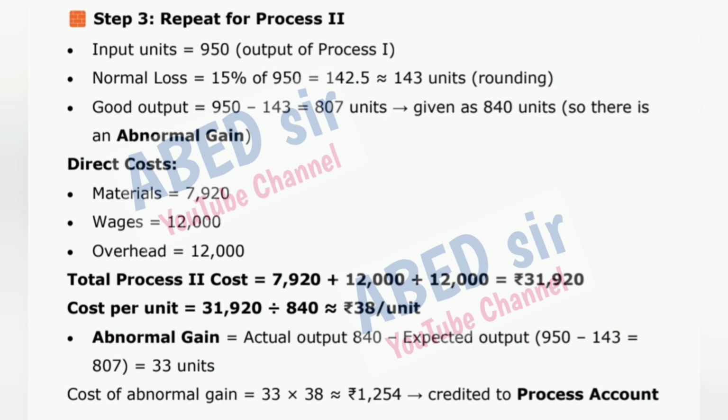Abnormal gain is equal to actual output 840 minus expected output, 950 minus 143, which is 807, equal to 33 units. Cost of abnormal gain is equal to 33 times 38, which is 1,254 rupees, credited to process account.